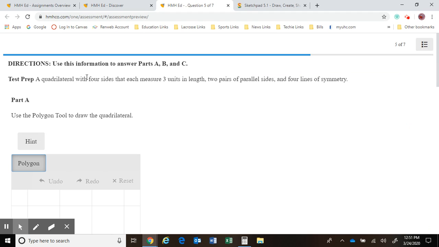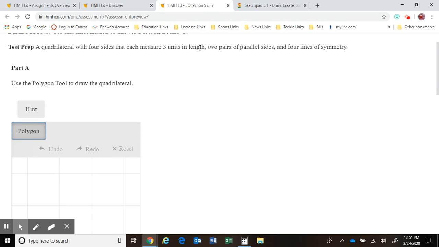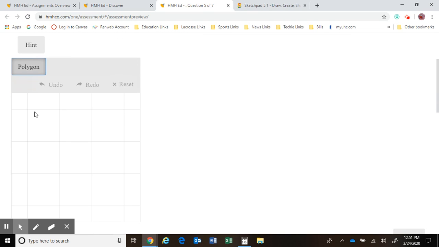A quadrilateral with 4 sides that each measure 3 units in length, 2 pairs of parallel sides, and 4 lines of symmetry. So part A says use the polygon tool to draw the quadrilateral. Okay, so 3 units in length, 2 parallel sides, 4 lines of symmetry. All right, here we go. So 1, 2, 3. I need to make a parallel side, and it needs to be 3 apart. So I'm going to go down 3.